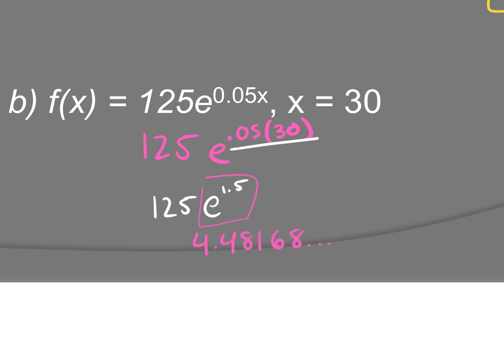So e to the power of 1.5 should give us 4.48168. It keeps going, but I'm going to leave it in my calculator. It's going to be helpful. Leave every step in your calculator just so you keep as many decimal places as possible. The very last thing we want to do is multiply it by 125. So you should get 560.2111.